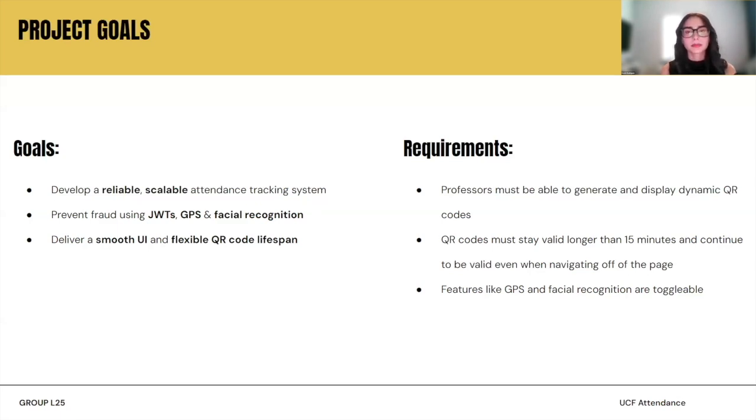For our requirements, first and foremost, our platform must work. Professors must be able to generate dynamically generated QR codes, and students must be able to scan those QR codes and be successfully marked present for class. In addition, those QR codes must be valid for longer than 15 minutes, and if a professor were to click off of the tab and click back on, those QR codes must still be valid. And lastly, we want to ensure that toggleable features like GPS location tracking and facial recognition are working to ensure genuine student presence in a classroom.